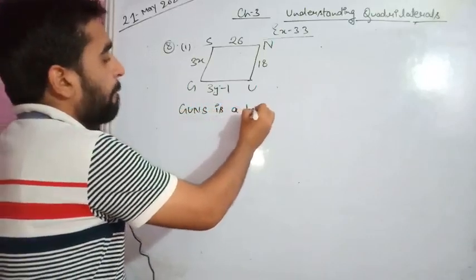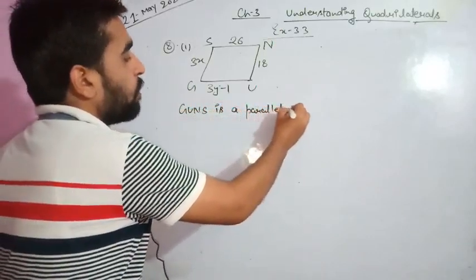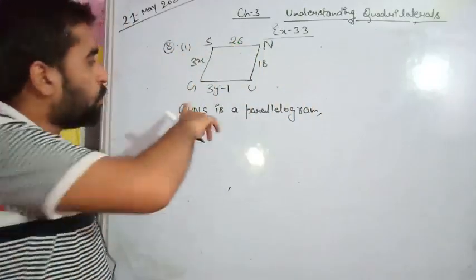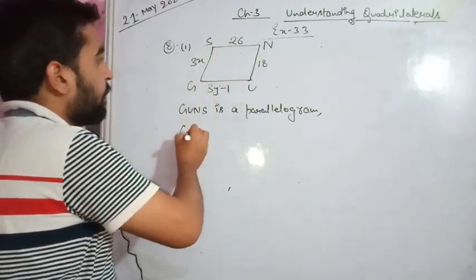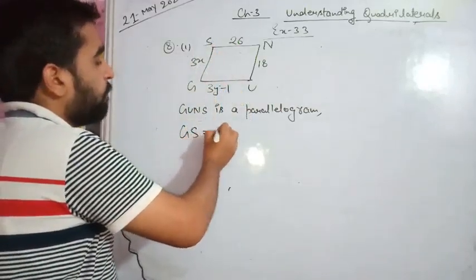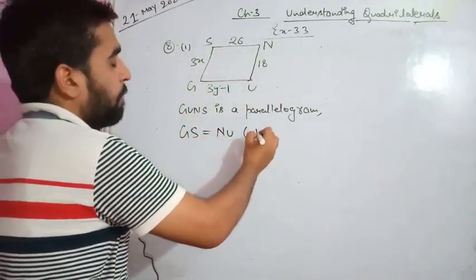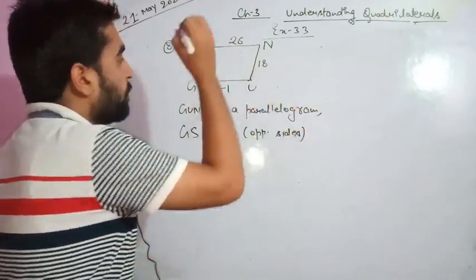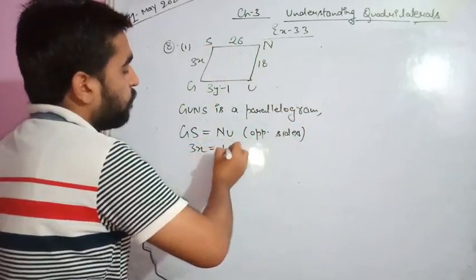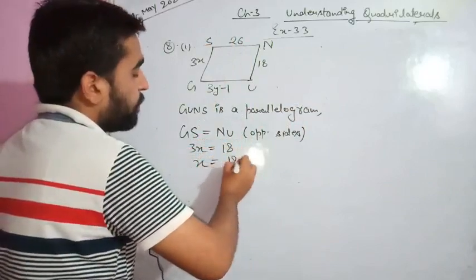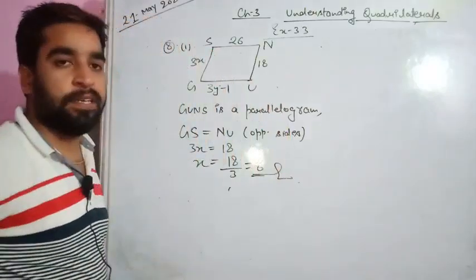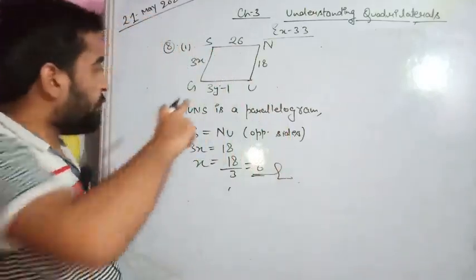So students, as we know, GUNS is a parallelogram. So all the properties of a parallelogram will hold for GUNS. So we know the opposite sides are equal. So GS will be equal to NU. Why? Opposite sides are equal. We can mention it like this. So 3x will be equal to 18 and x will be how much? 18 upon 3. So the value of x will be 6. One missing value we have calculated.